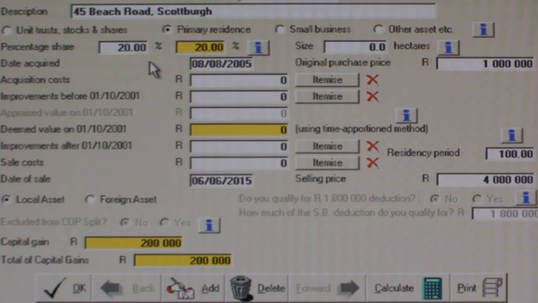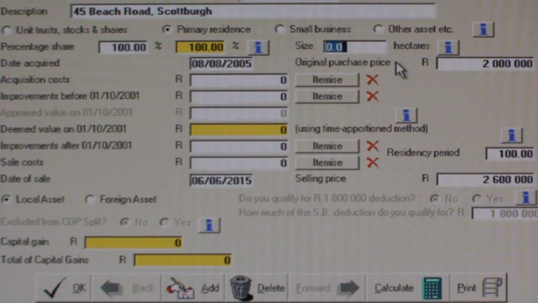If this partner we are concerned with here was married in community of property, for example, then his 200,000 rand gain amount would be split between him and his wife equally. Now I just want to get rid of the partnership and change the selling price here to 2.6 million. Now I've got rid of the partnership. I've changed the purchase price to 2 million and the sale price to 2.6 million.